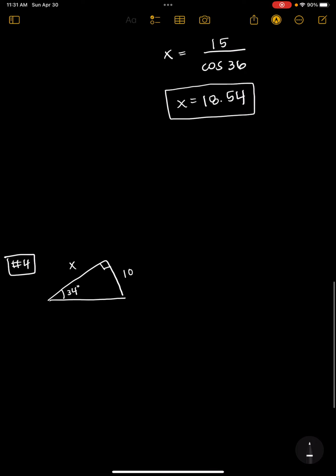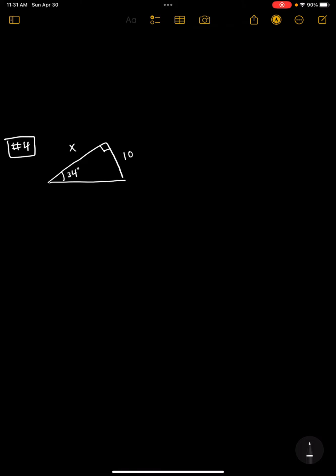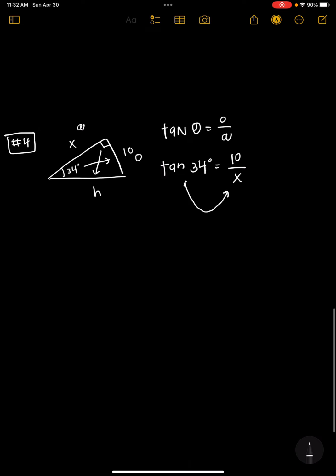All right, one more example. So first step, label our sides: opposite, hypotenuse, and adjacent. So they give us information about opposite and adjacent, which means we're going to use the trig function tan. So tangent theta is equal to opposite over adjacent. We're going to plug in everything we know. So tangent of 34, because that's our angle, is equal to opposite, which is 10, over adjacent, which is x. Again, the x is on the bottom of the fraction, so we're going to take the entire left side and switch it with the x so that it becomes x is equal to 10 over tangent 34.